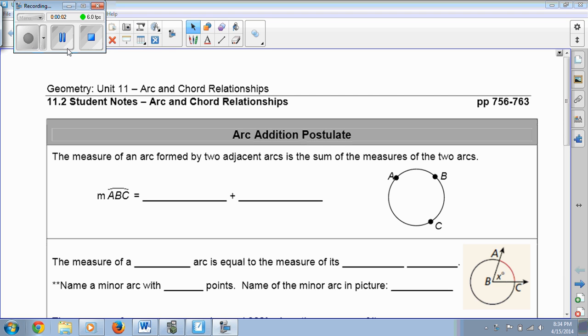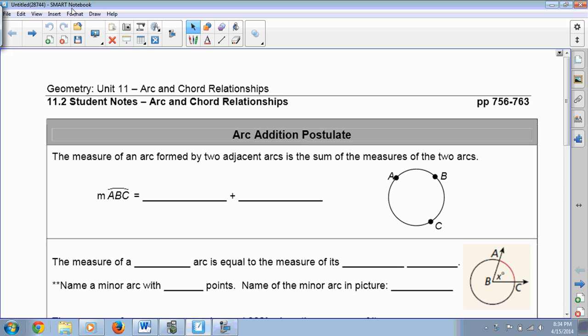Okay, this is Student Notes 11.2, Arcs and Chord Relationships. Okay, so we've just started our unit over circles, so one of the things we need to talk about are the different types of arcs that are on circles.